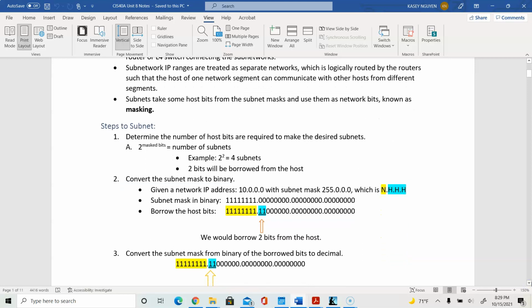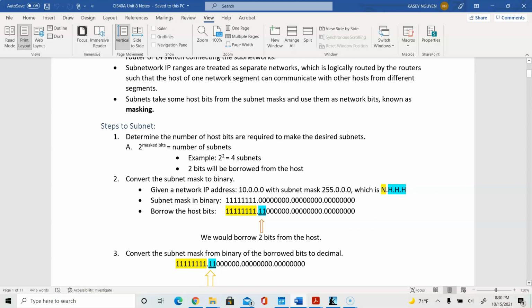So what I had noted on the first page is the steps to subnet. And to start, what we want to do is determine the number of host bits that would be required for the amount of subnets that we need. Let's say that you need 4 subnets, then we can use 2 of the mask bits. That means that we're going to borrow into the host identifier by 2 bits, as I highlight that in teal here.